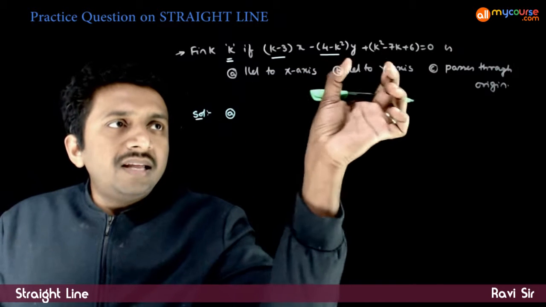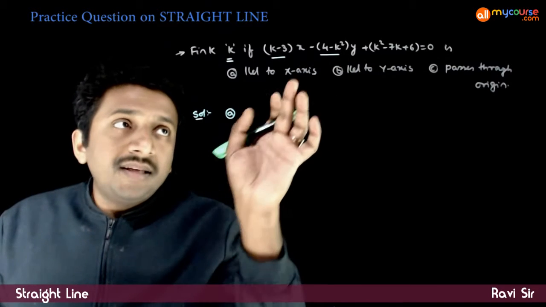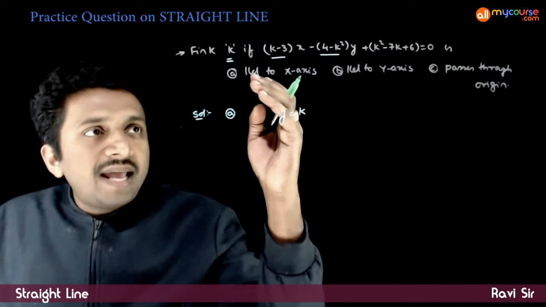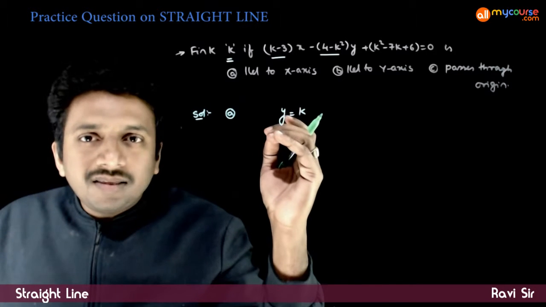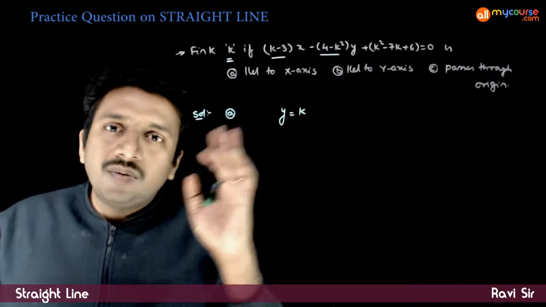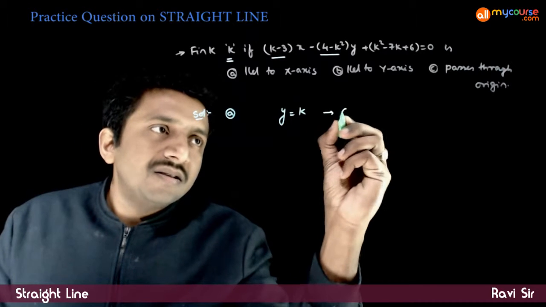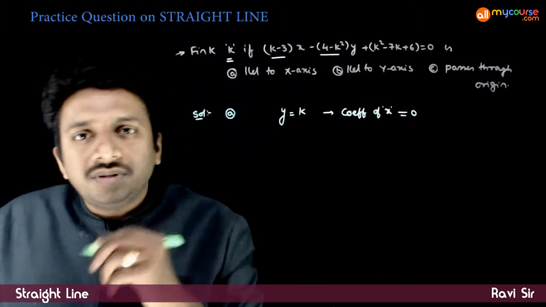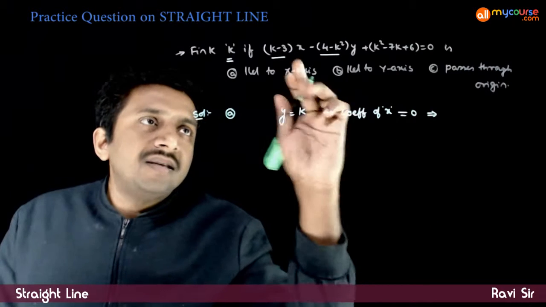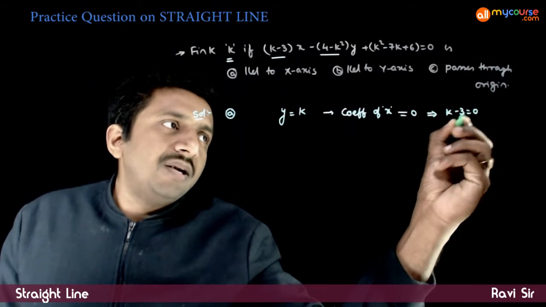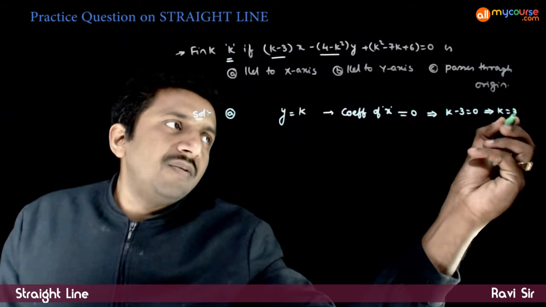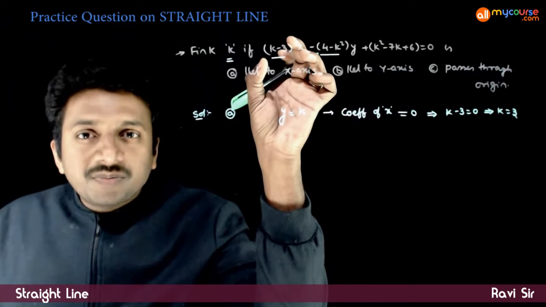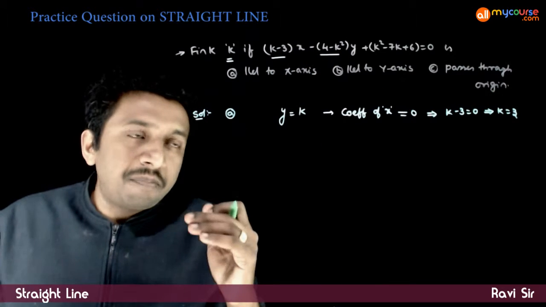If the line is parallel to the x-axis, then the line should be of the form y equals constant. That means the coefficient of x has to be equal to 0. This implies k − 3 = 0, which implies k = 3. So if k is equal to 3, the coefficient of x becomes 0, hence the line will be parallel to the x-axis.